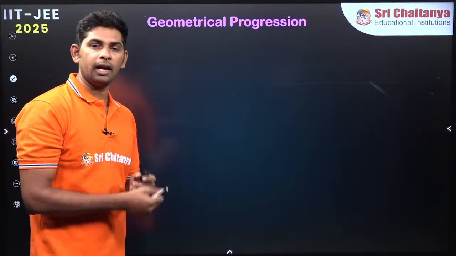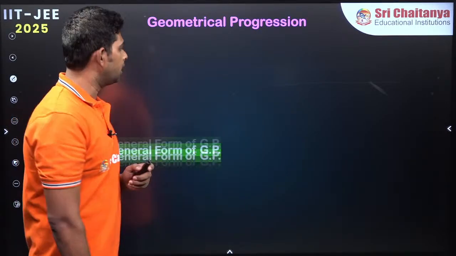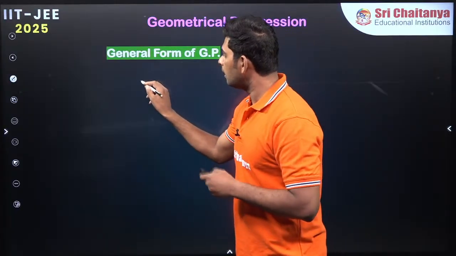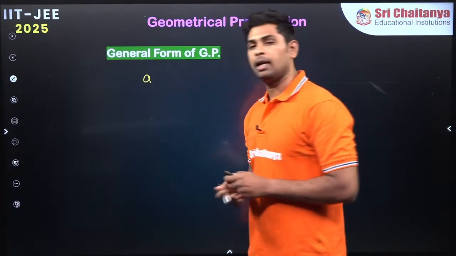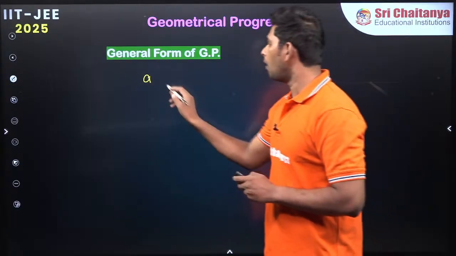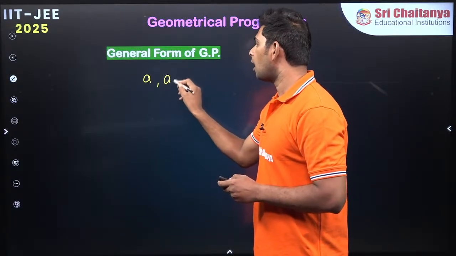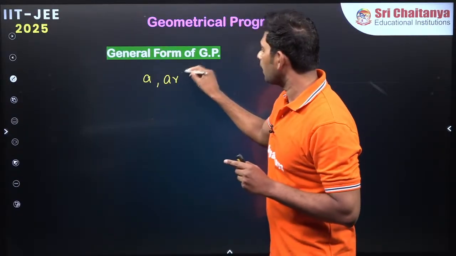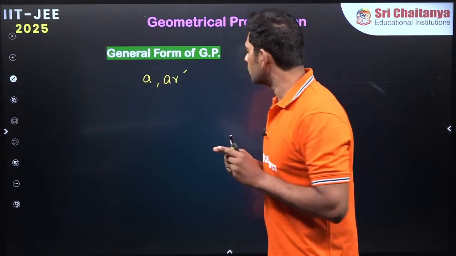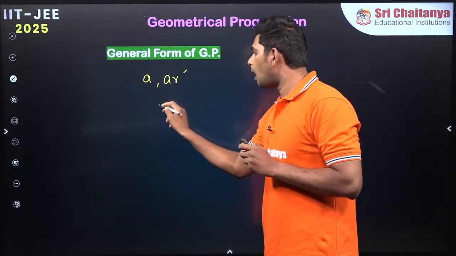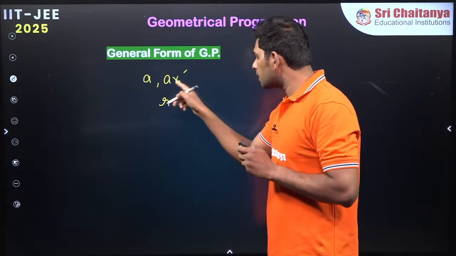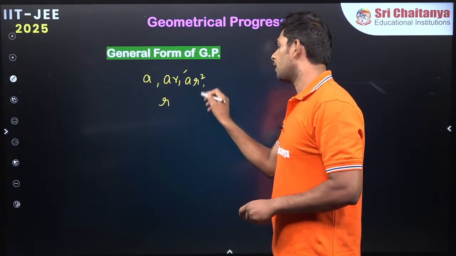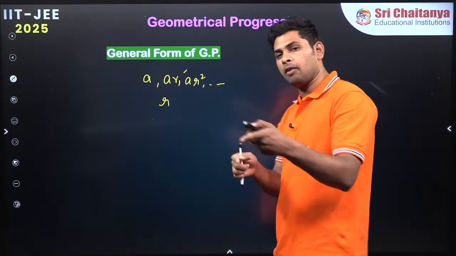Now you understand how we are taking these real-time examples for the GP, and then we have the general form of a GP. Let us take the first term as A. After that, multiplying by the common ratio, a non-zero constant that I am taking as R, we get AR. Then multiplying AR by R again gives A times R square. After that, A times R cube, and so on.